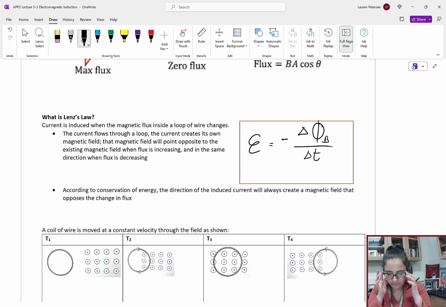But since we use our right-hand rule to figure out the direction, you're not really going to need that negative sign. Okay? So when that current is flowing through a loop, the current creates its own magnetic field that points opposite the existing magnetic field when the flux is increasing and in the same direction when it's decreasing. Okay? So this all goes together. So if we're changing the magnetic flux, we're inducing current, which generates its own magnetic field. But according to that conservation of energy, the direction of the induced current will always create a magnetic field that opposes the change in flux. Okay, name of the game is oppose the change.